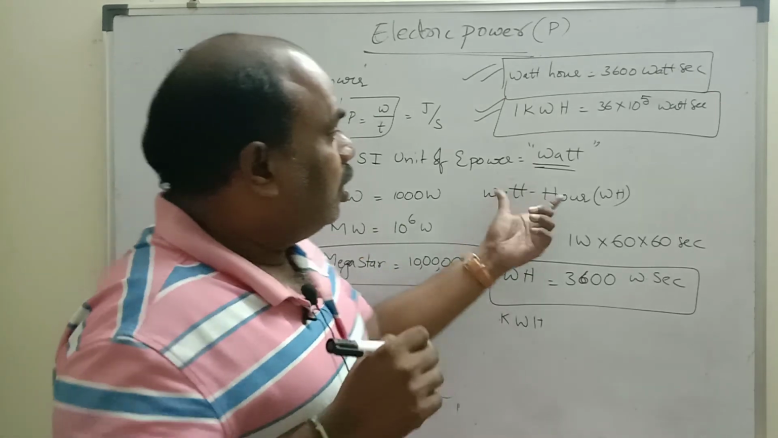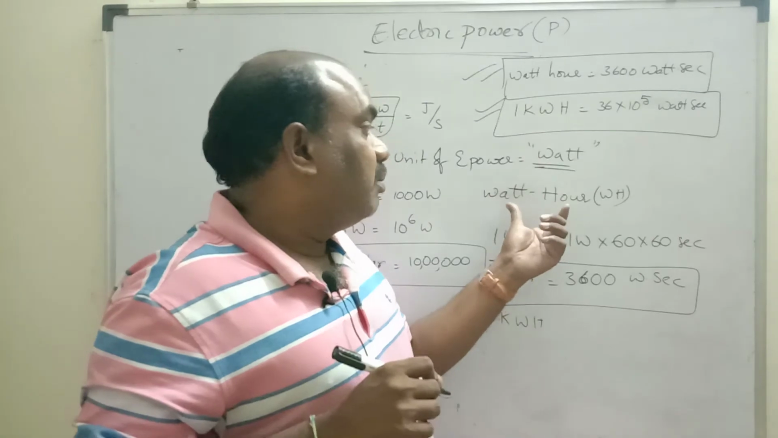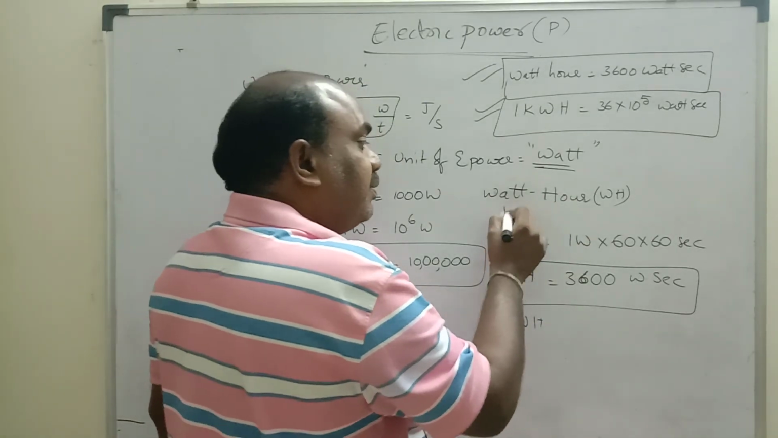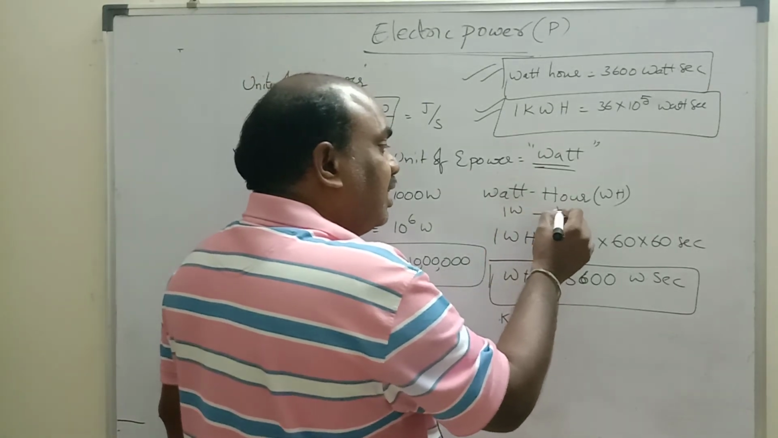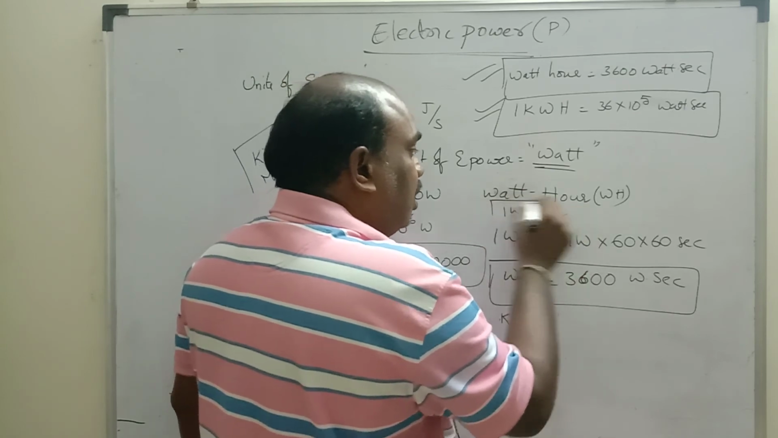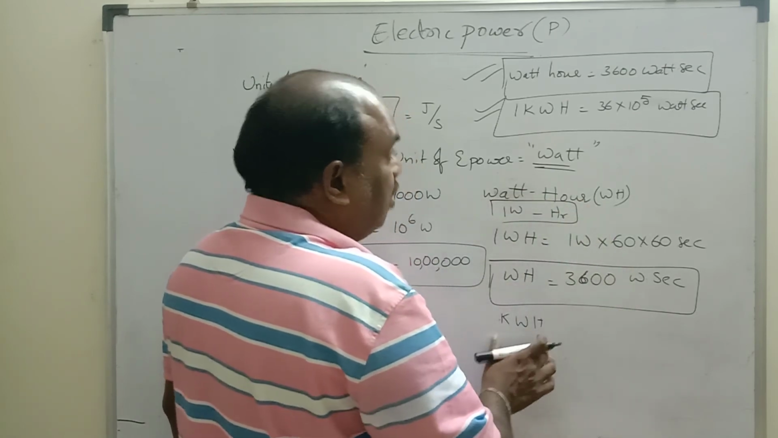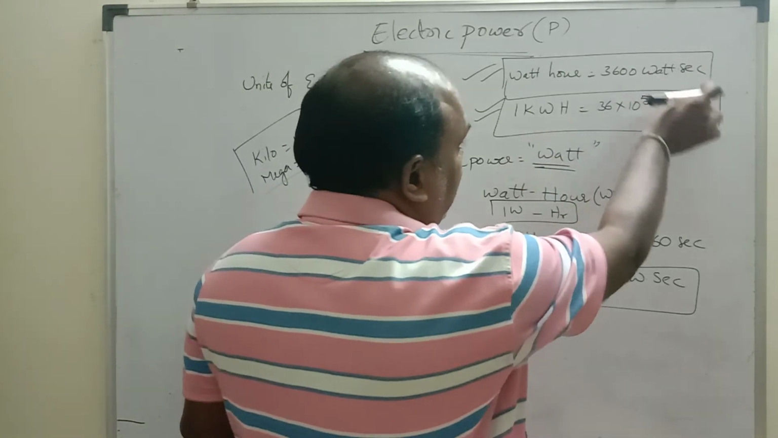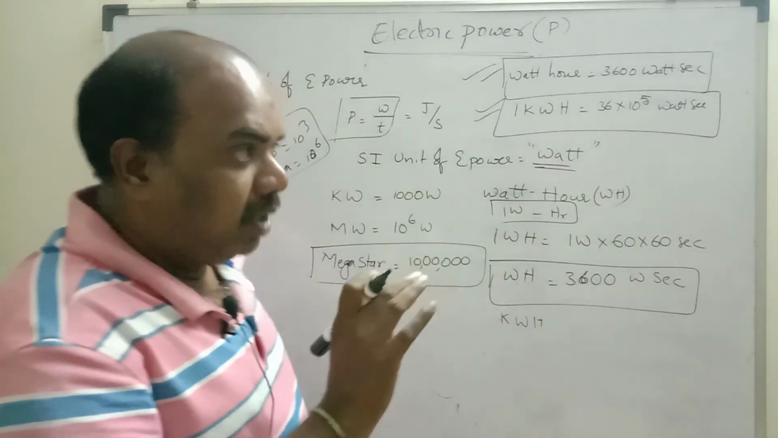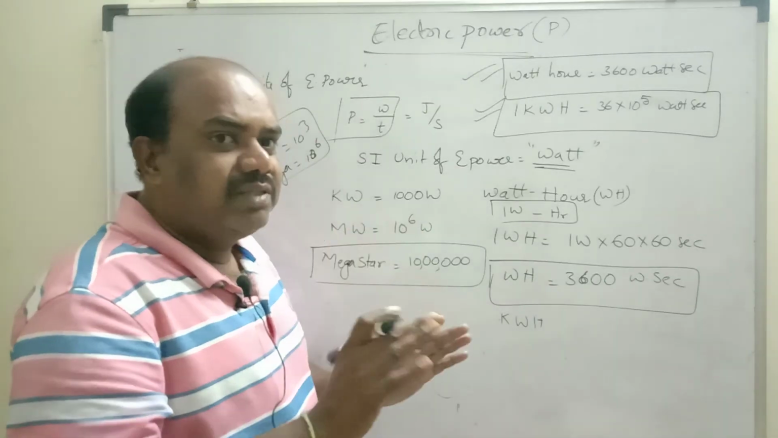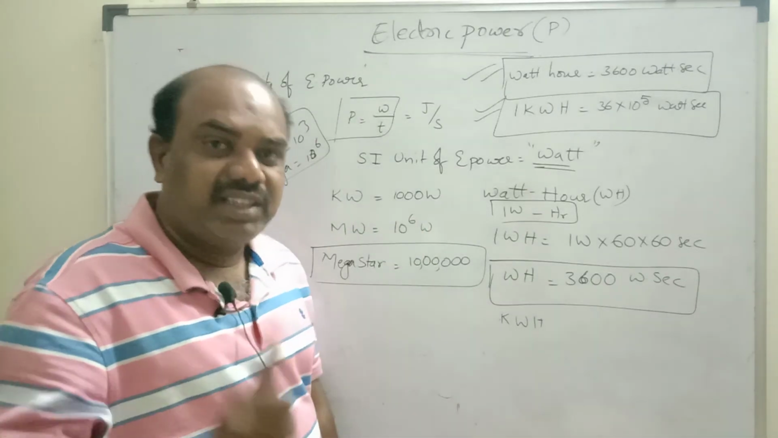Remember, kilowatt hour. Watt hour is nothing but, if any electric device consumes 1 watt in 1 hour, then it is called a watt hour. 1 watt hour is equal to 3600 watt seconds. 1 kilowatt hour is equal to 36 into 10 power 5 watt seconds. Very important concept. Revise once. Any doubts, write in the comment section. All the best.